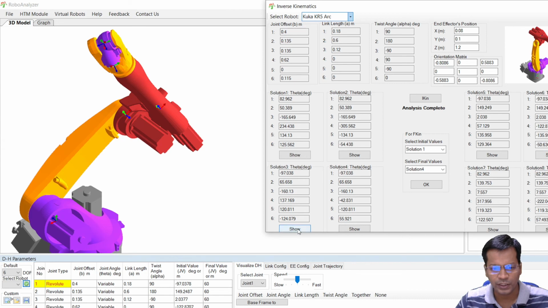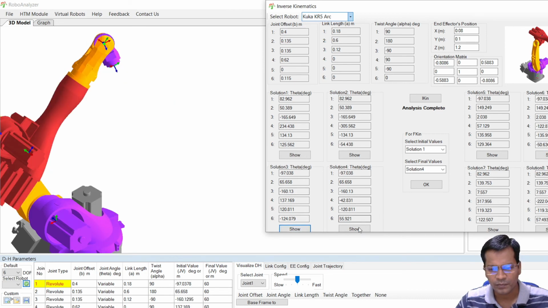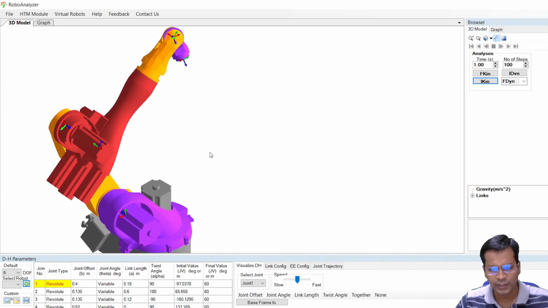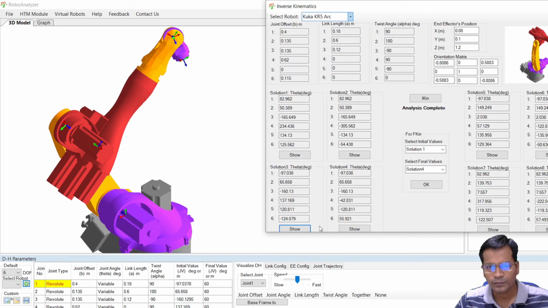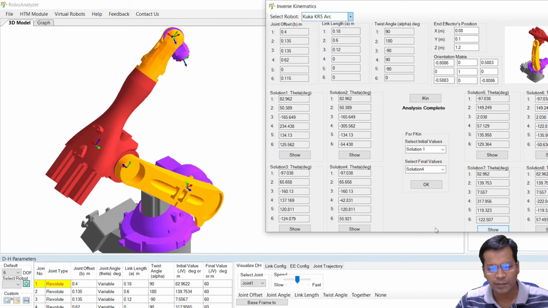I'll again do this. This is elbow up. Now the wrist solution will come. These two are 2 different wrist solutions, elbow up, elbow down. Can you see this? These are the 2. You do it yourself on your system, you will find this. Now I'll go to solution 6. This time it is 180 degrees for the first link, and again elbow up and elbow down positions will come. Again wrist solution 2 will come.